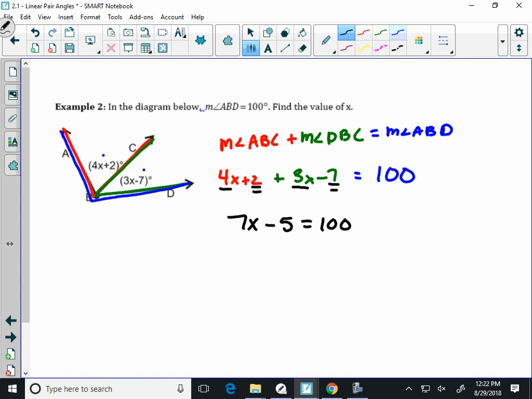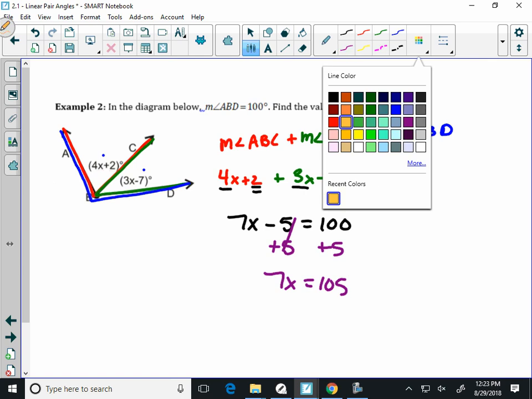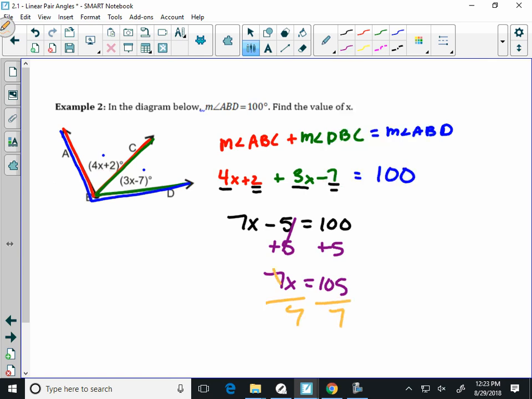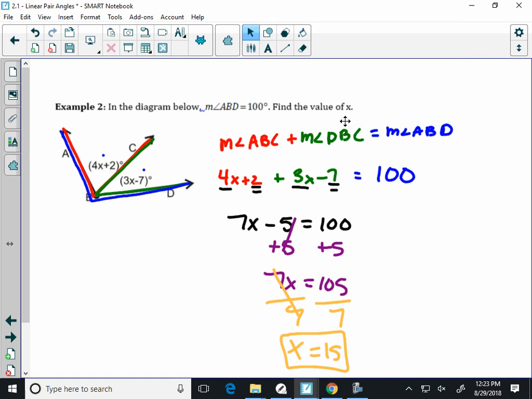And then we have to get x by itself. Brooklyn, what's our first step getting x by itself? Okay, 7x is equal to 105. And then what's our last step? Brandon, what are we going to do next? Good. Divide by 7. Throw some orange in there. Divide by 7. So then x ends up equaling what? 15. Are we done with this problem? Yep. We defined x, we found it, we're done.